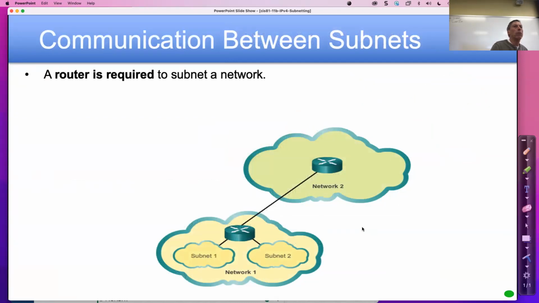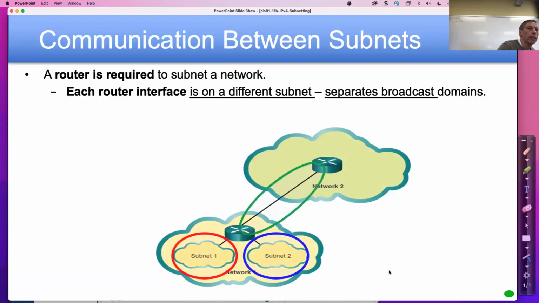A router is required. Once you start taking your network and subnetting it, you're going to need to change the router or add routers to recognize those subnets. So as soon as you subnet this, you're going to have a router interface that belongs to this subnet and a router interface that belongs to this subnet. And of course, they'll belong to this network as well.